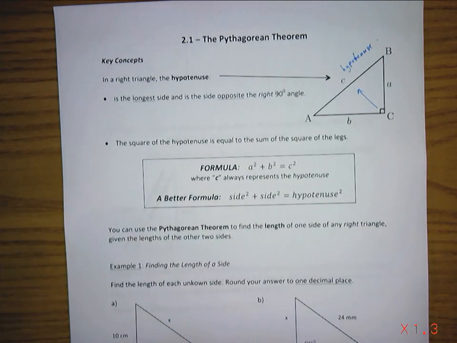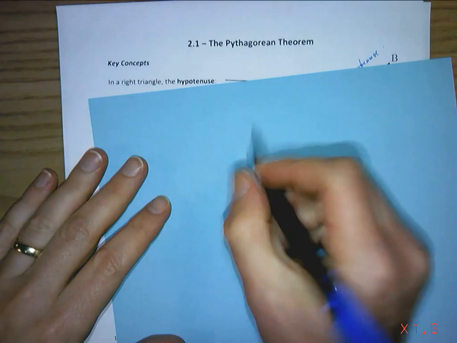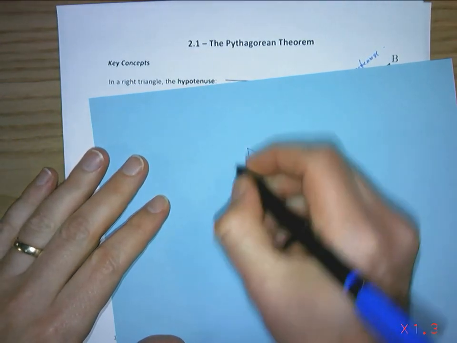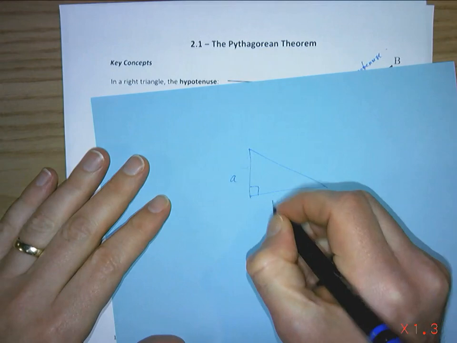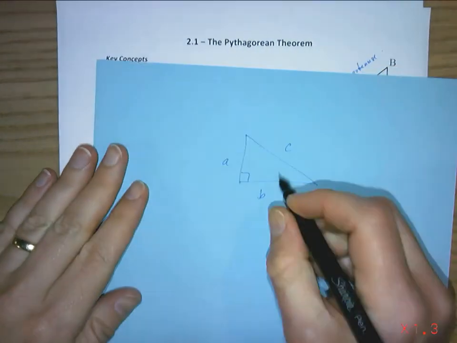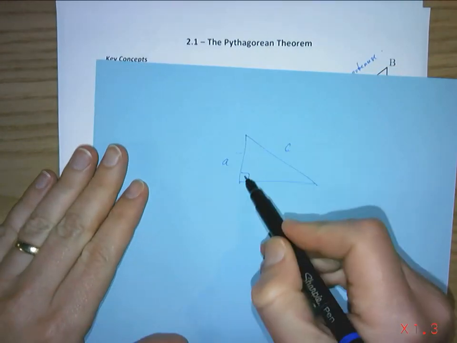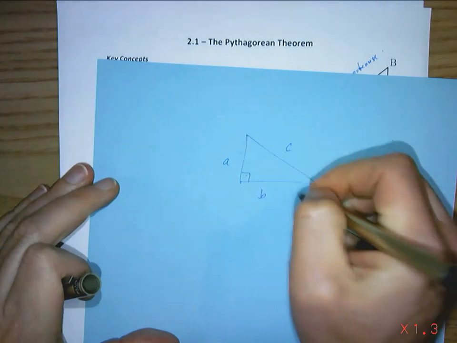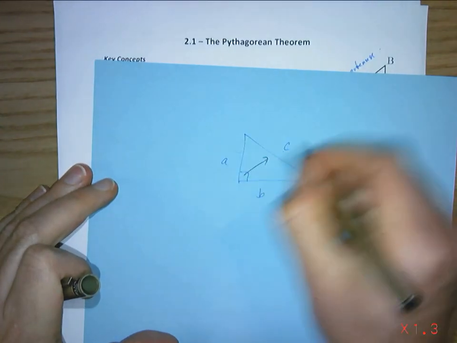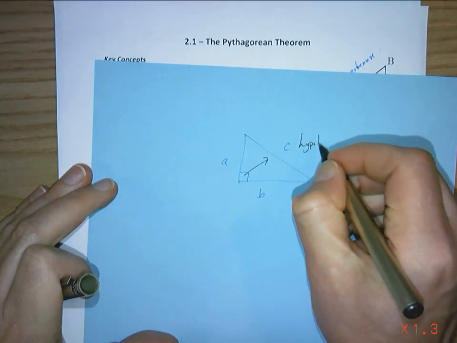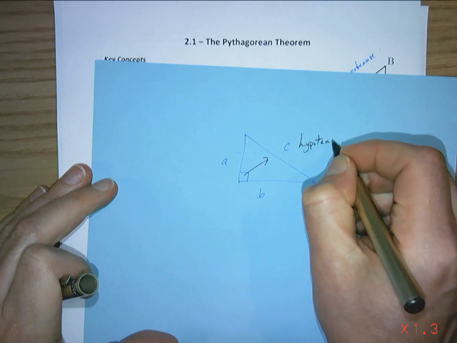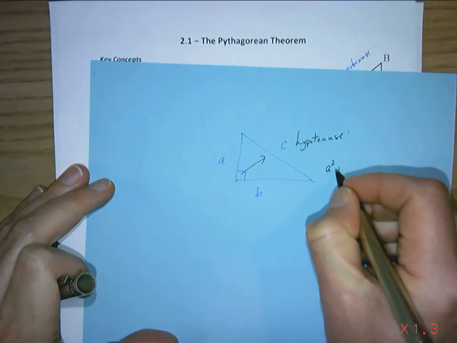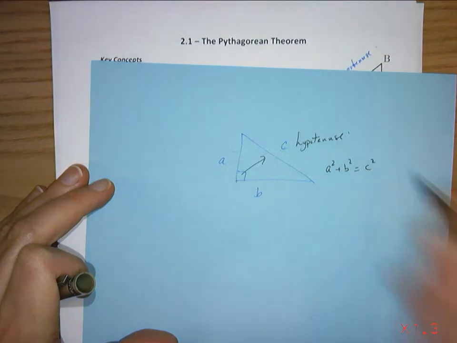So if you set up a triangle that looks like this, and if I was to talk about it in terms of a, b, and c, then you can definitely see that c is opposite the 90 degrees. Therefore, it's also the longest side. This is definitely the hypotenuse. Therefore, the formula can be a squared plus b squared equals c squared.